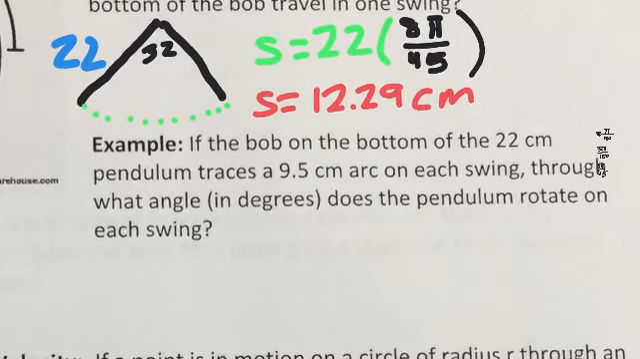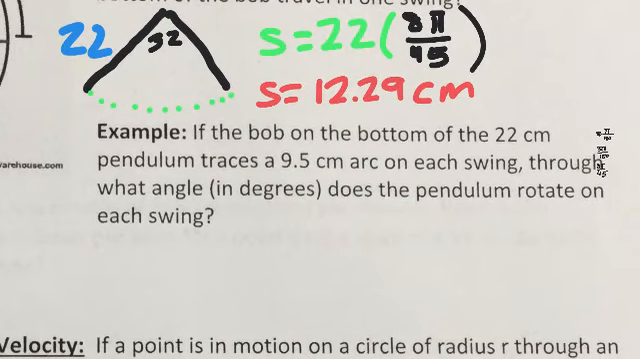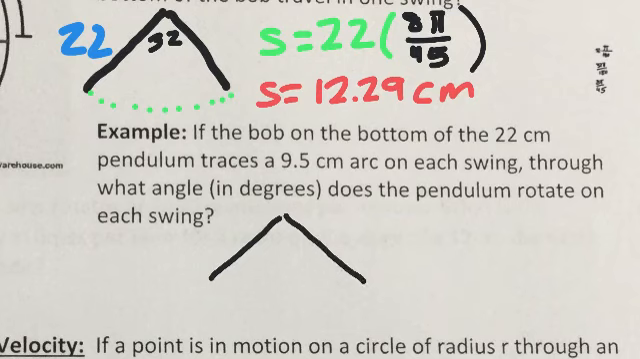Okay, the next example. If the bob on the bottom of a 22 centimeter pendulum traces a 9.5 centimeter arc on each swing, through what angle in degrees does the pendulum rotate each swing? So this time we're given different information. It's still a 22 centimeter pendulum, but now we know that the arc length that it traces is 9.5 centimeters. And we want to know what is the angle that the pendulum swings.